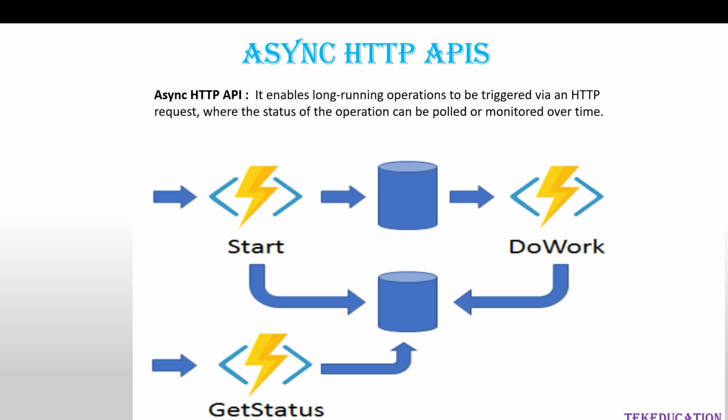In this image, this start function will invoke do work activity function. This start function is an orchestrator function which will invoke do work. This is the work which is going to take more time. So once you invoke this, it will send HTTP status 202 and it will have a status query URL. And that status query URL, this get status function will keep polling it, and once it is completed, it will take the necessary actions. Now let's understand this with the use case.